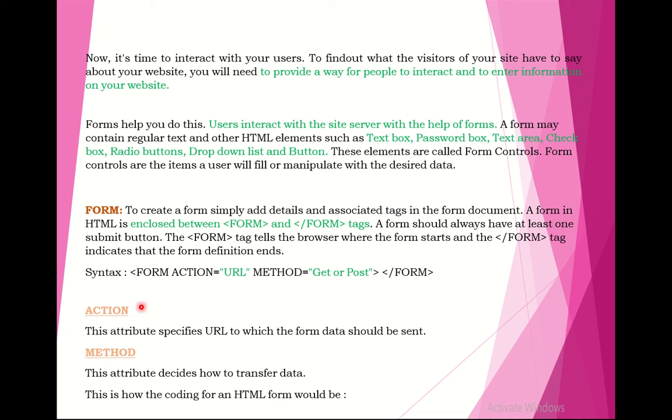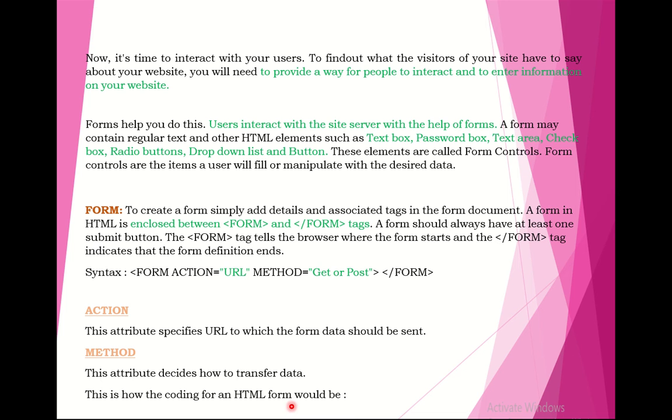Now what do you mean by action? Action is the attribute that specifies the URL to which the form data should be sent. Where I want to submit the data, or where I want to store the data, that particular internet address or URL has to be given in the action, because when the user clicks on submit, that address has to be specified in action. And method, this attribute decides how to transfer the data. There are two ways of transferring: get and post.